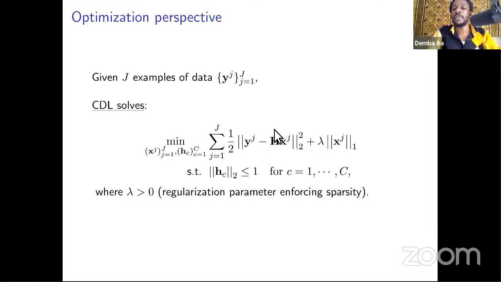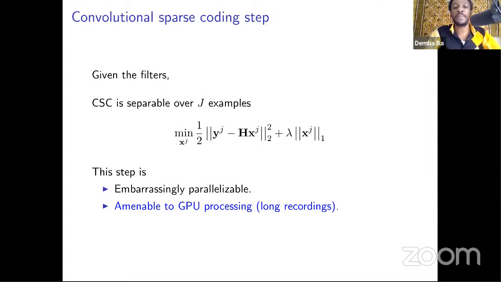I'm going to start with a guess of the sources. I'm going to utilize that guess to solve for these sparse vectors. I'm going to get new sparse vectors, and then I'm going to go and refine my sources, and do this backwards and forward. The first component of this, when H is a convolution matrix, we call convolutional sparse coding. It turns out to be separable over all of these J chunks that I have in my data. This problem asks to find the sparse vector xj that minimizes this L2 reconstruction loss with this penalty.